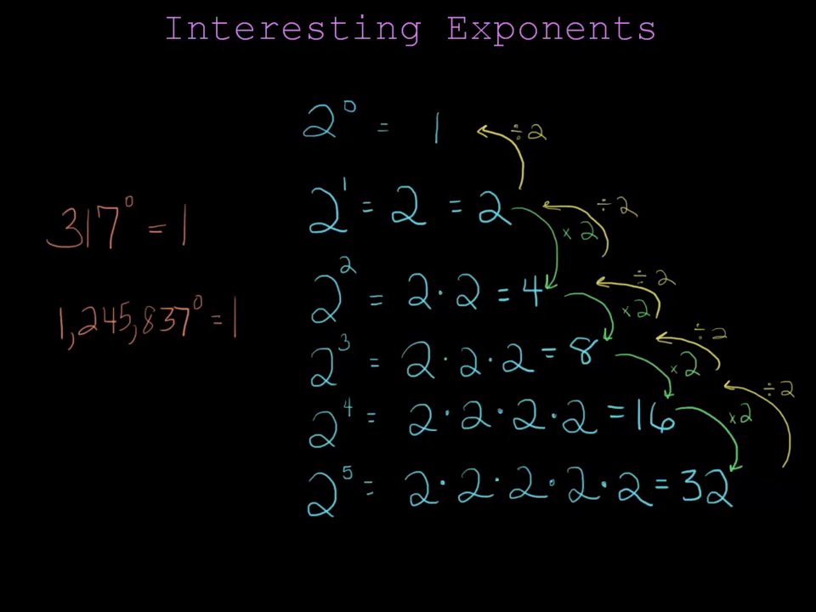So to review, if you take any number, like 17, and raise it to the first power, then you just get the number itself. But if you take that number and you raise it to the 0 power, you will always get 1.